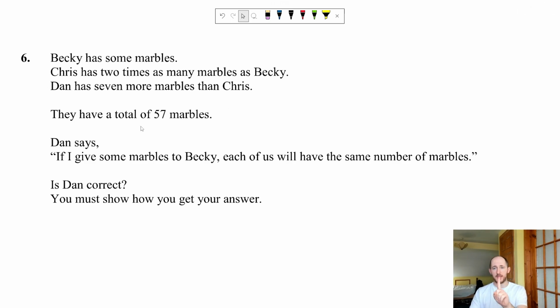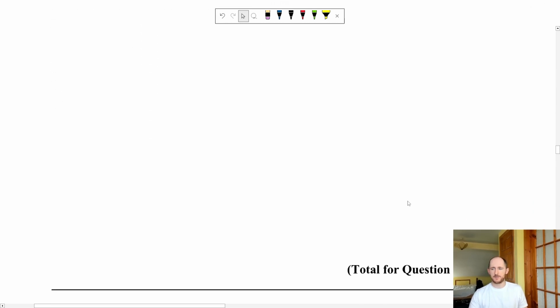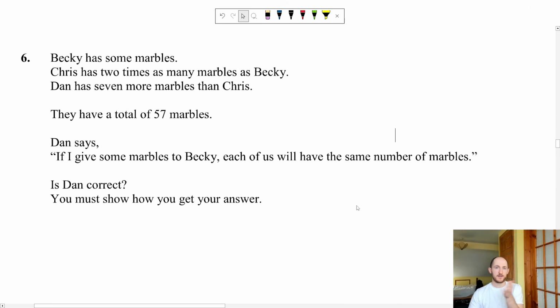Now, I will say one thing, and this is really, really important: some students will say, well, there's 57 marbles. Can you divide 57 by 3? You can. It's 19. And so they'll say, yes. But the key thing is, it's not saying, can they divide them all equally? It specifically says, if Dan gives marbles to Becky, they'll all have the same. So this is not the right approach, okay? Because that is if they redistributed all of them. It's not that. Only Dan's giving up marbles. So it would be useful to know how many marbles each of them have. And don't forget, it's also a 3-mark question. It's not going to be as simple as 57 divided by 3.